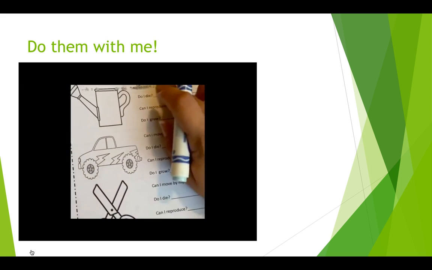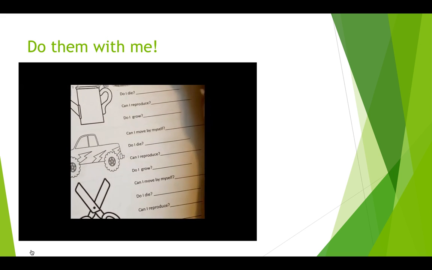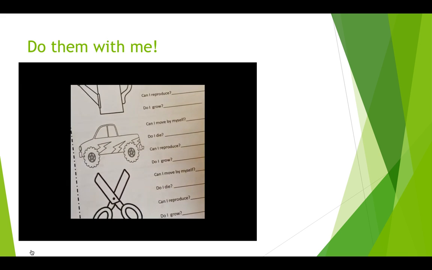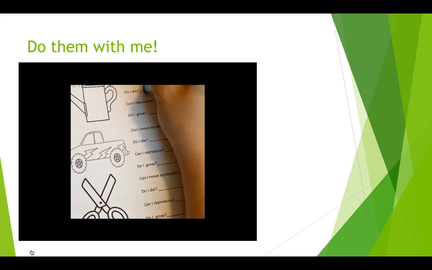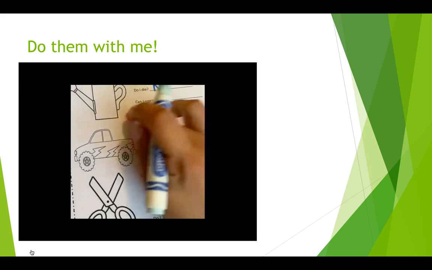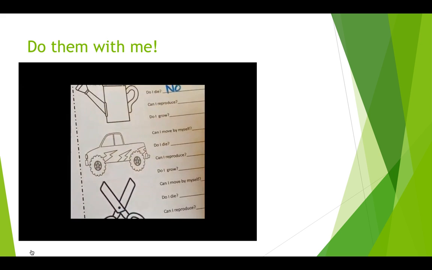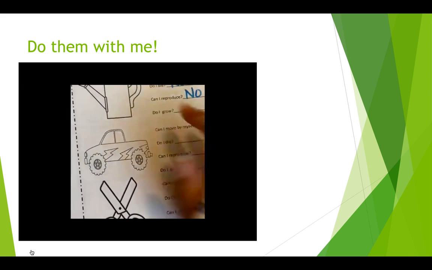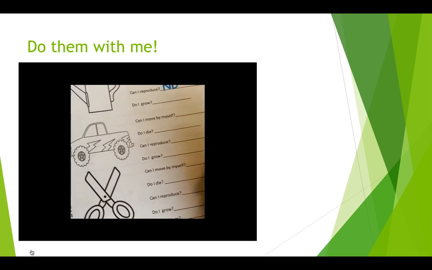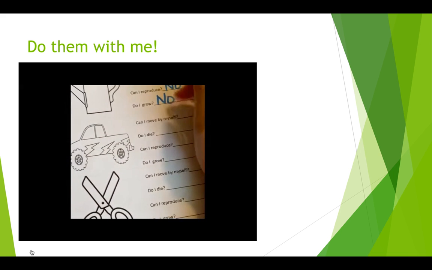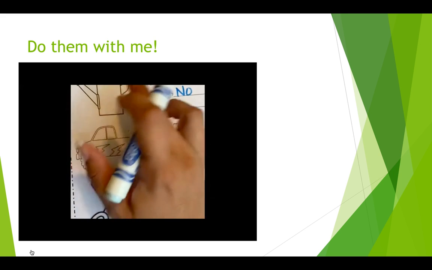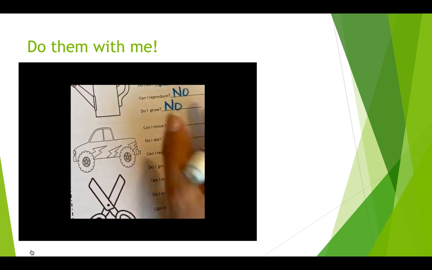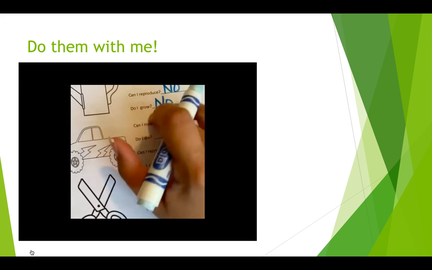This watering can, does it move by itself? No. So we're going to put no. And then it says, can I die? Does a watering can technically die? No. So we're going to write no. Can it reproduce? Can it make more of itself? No. And then does it grow? Does a watering can grow? No. So if we put no to all of these, that means a watering can is a non-living thing. So this is a non-living thing. It's not living because you have to be able to do these things, you have to be living.